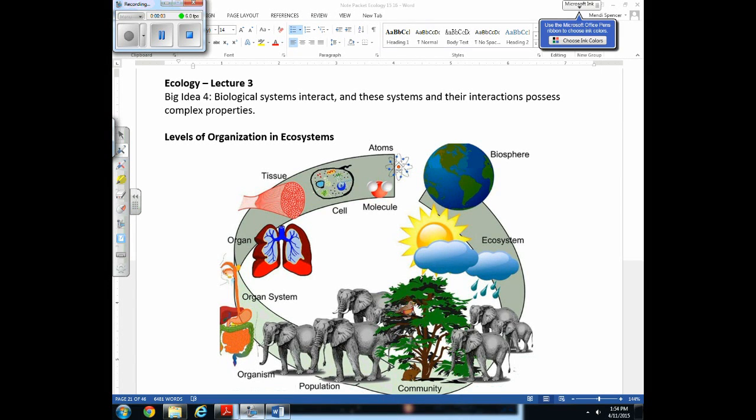So in this last part of our notes, we're going to look at ecological concepts related to big idea number 4. So we see that there's interactions that take place in ecosystems. Ecosystems are very complex, and even minor changes can have dramatic effects on that ecosystem. So hopefully this diagram makes sense.